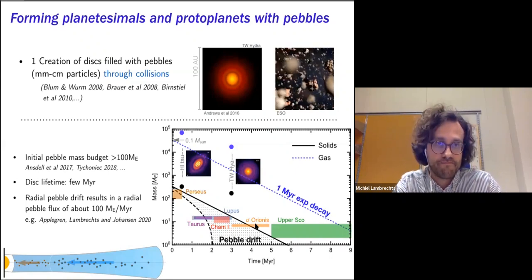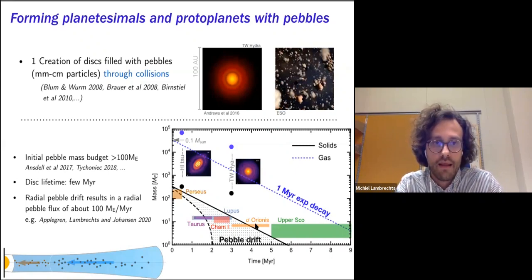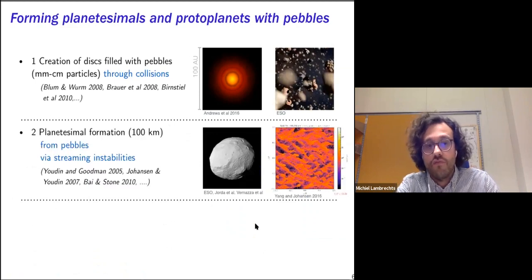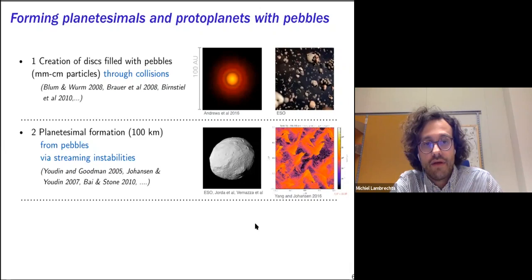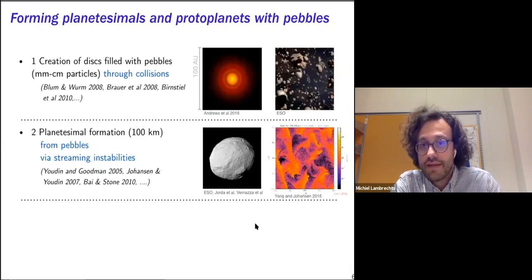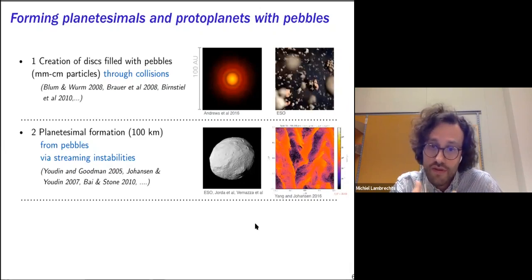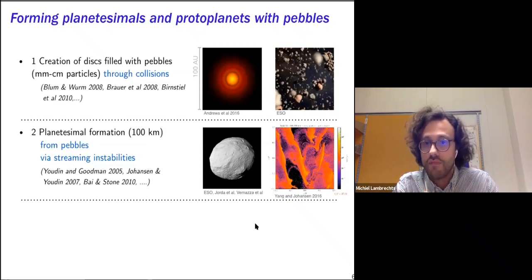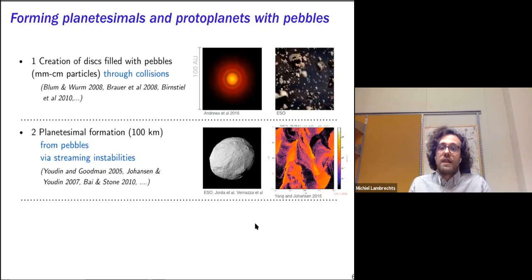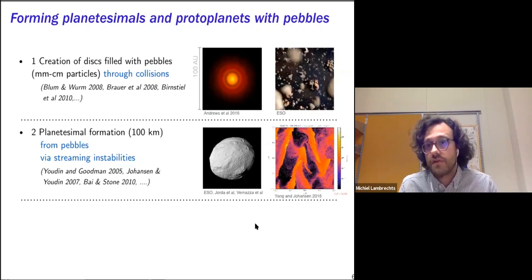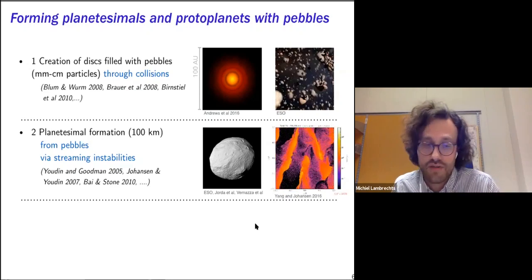Okay. Then, interestingly, through numerical experiments, we have learned that streaming instabilities can operate in these protoplanetary disks that can concentrate spontaneously large clumps of these pebbles, which then can collapse under self-gravity into planetesimals that are like 10 to 100 kilometers, even larger in size.